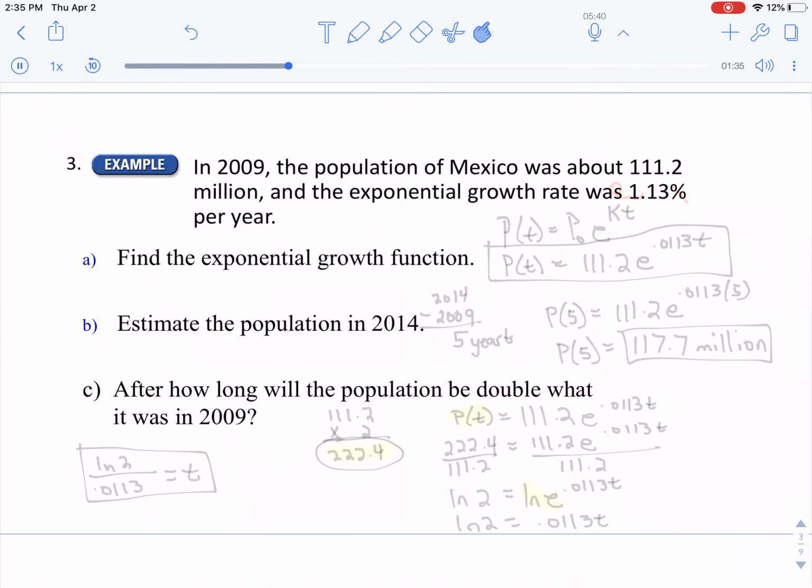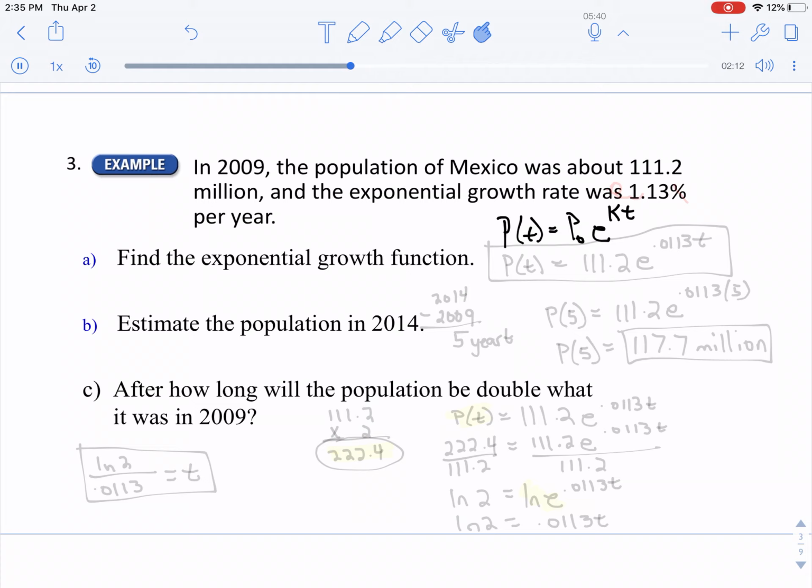All right, so let's go use that formula to come up with a problem. So in 2009, the population of Mexico was about 111.2 million, and the exponential growth rate was about 1.13% per year. Find the exponential growth function. So we're going to start with that formula that they gave us on the first page, and that formula is P of t equals P of 0, the initial population, times e to the kt power.